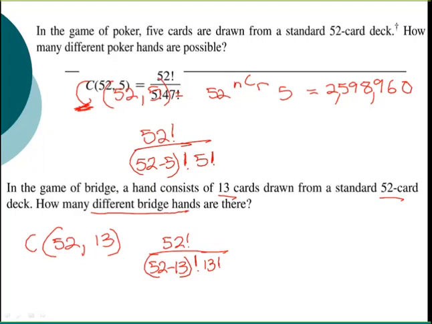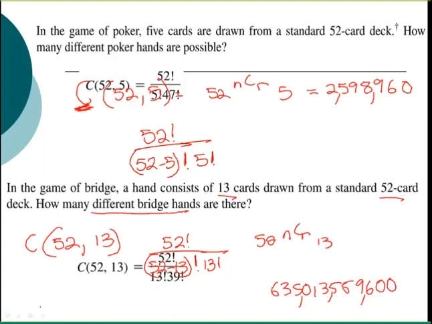And if I do it on my calculator, it's 52 nCr 13, which is how I'm going to do it. Oops. 52 nCr 13, and that gives me a very large number: 635,013,559,600. Jeez, 635 billion different hands that you can have in bridge. Nice, very large.